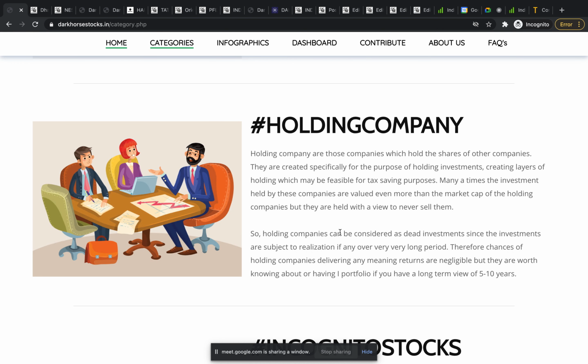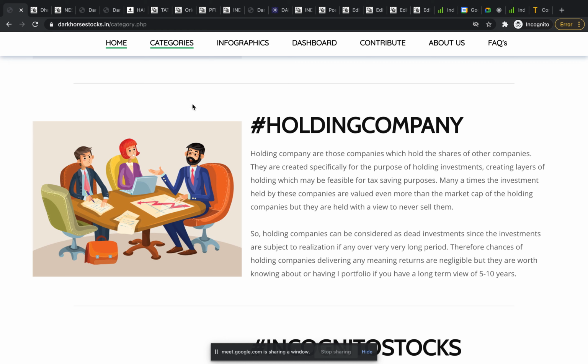The holding companies are the companies that hold a significant amount of shares of other companies. One thing I would like to make clear is that holding companies do possess enormous value, but sometimes you may not be able to realize that value at all. One of the key reasons is that even though they possess significant value, the management is not going to sell their shares and return money to the shareholders, because holding companies are meant to hold shares forever.